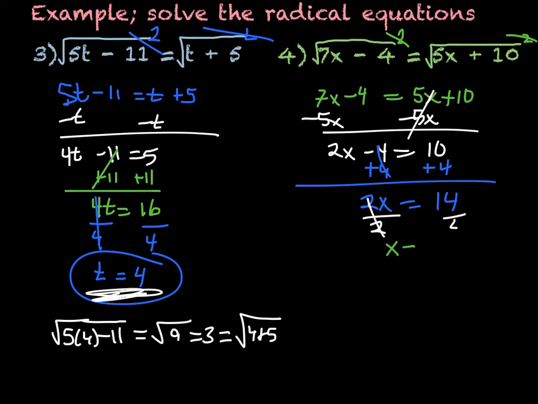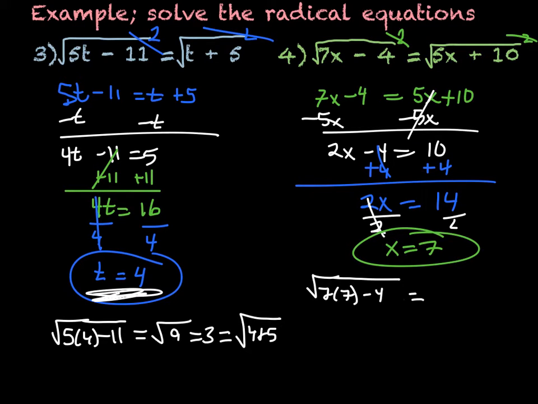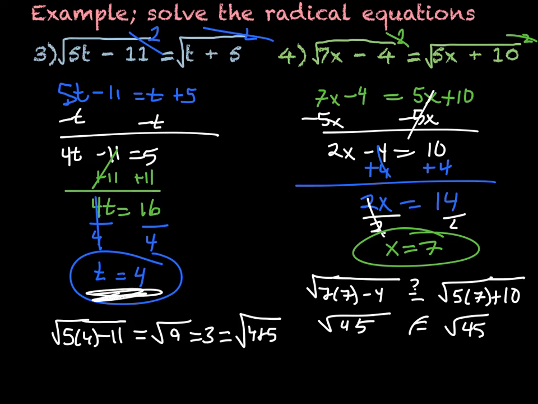so x equals 7. And then I can check my work by putting 7 in. So see if the square root of 7 times 7 minus 4 is equal to the square root of 5 times 7 plus 10? Well, that would be the square root of 49 minus 4, which is 45, and the square root of 35 plus 10, which is 45. So it is true. So x equals 7 is your final answer.